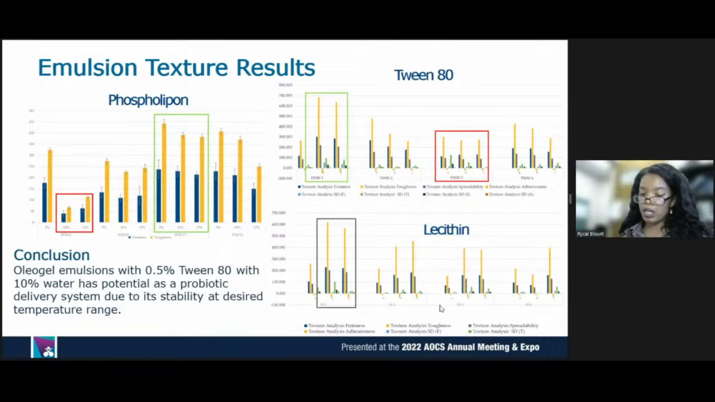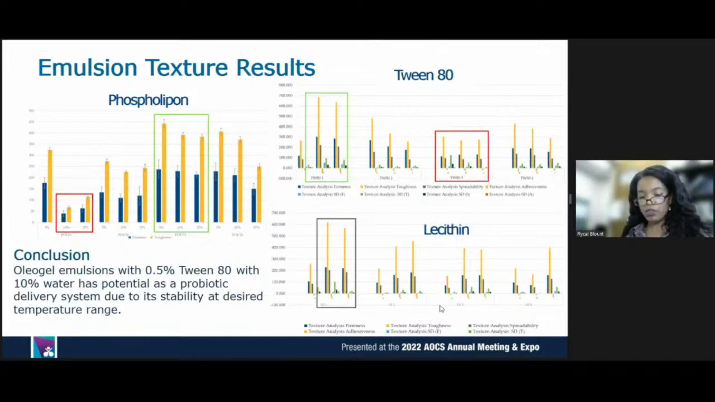Looking at the right, the Tween 80 emulsion results, as seen in the green box, indicate that the emulsion with 0.5% Tween 80 with 10% and 15% water content had the highest toughness, firmness, and stability or spreadability out of all the emulsifier tests. And this included both the phospholipon and lecithin. But I will say that in the red box at 1.5%, that had the most consistent toughness and firmness. Furthermore, the lecithin emulsion sample set had reduced firmness and toughness when compared with Tween 80. However, it was noticed that the increase in water content did not reduce this texture strength, but improved it. And you can see that as the graph trends upward.